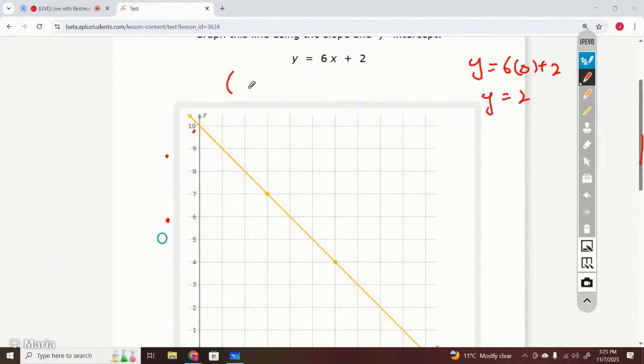So we have a point that is x is 0, y is 2. Now put x equals 1. 6 times 1 plus 2, that is 8. So we have another point that is 1, 8. So use these 2 points, 0, 2 and 1, 8, and then see which one is the correct option. Got it?